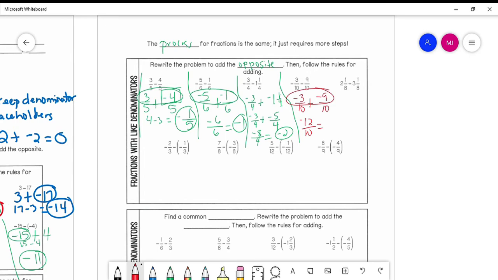This is improper. Let's make it mixed. 10 goes into 12 one whole time. There would be 2/10 left over. However, 2/10 can be simplified because both of those numbers are even. Keep the 1. 2 divided by 2 is 1. 10 divided by 2 is 5. Now let's look at our sign. Both of them were negative, so that means our answer also needs a negative. So our answer here is negative 1 1/5.